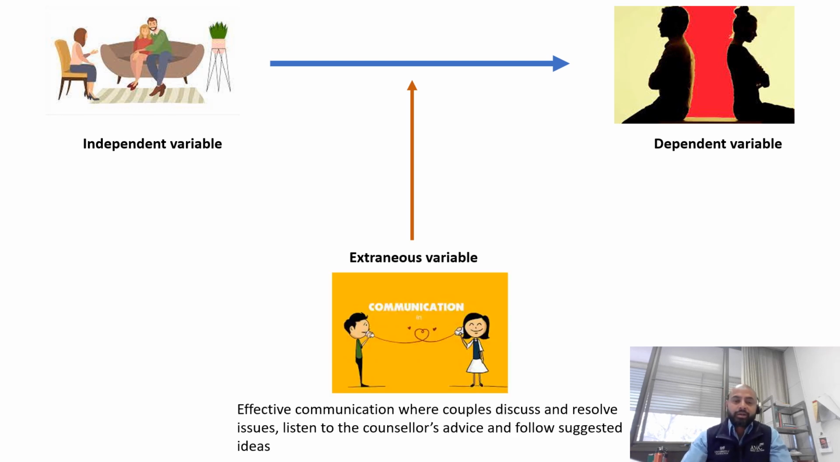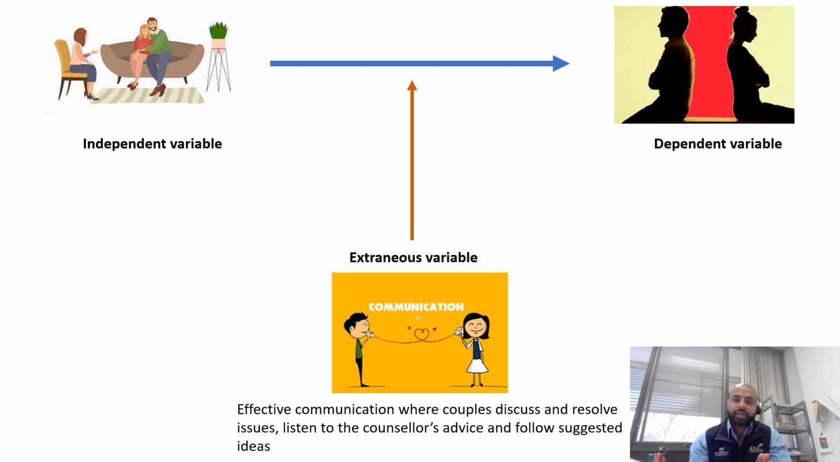Effective communication, where couples have discussed and resolved issues, listen to the counselor's advice and follow suggested ideas, could be another variable. And again, this is only something that you can find out if you interview the couple and ask them probing questions to determine what led to them not separating.